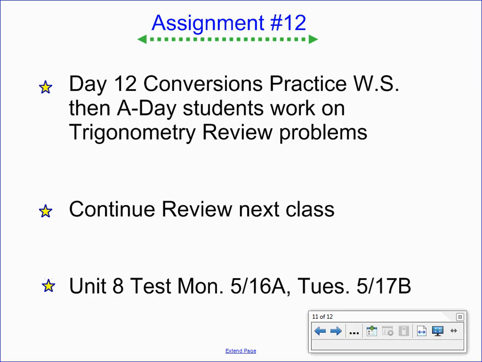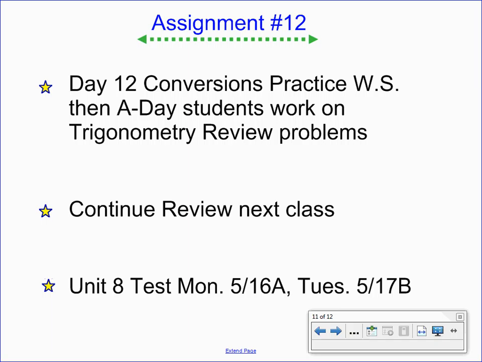Okay, ladies and gentlemen, let's take a look at our schedule then. Because of the Aspire late start days, today we're going to work on our day 12 conversions practice worksheet first. You'll have time to finish that with lots left over, and you're going to use that time to work on your trigonometry review problems from day 13. Next class for 8A students will be very short given the Aspire late start schedule, so you won't have much time to work on the review, and that's why we're pushing that day 13 assignment into today, day 12.